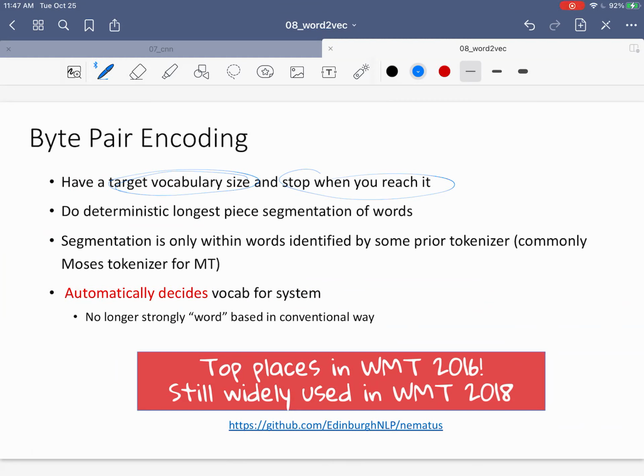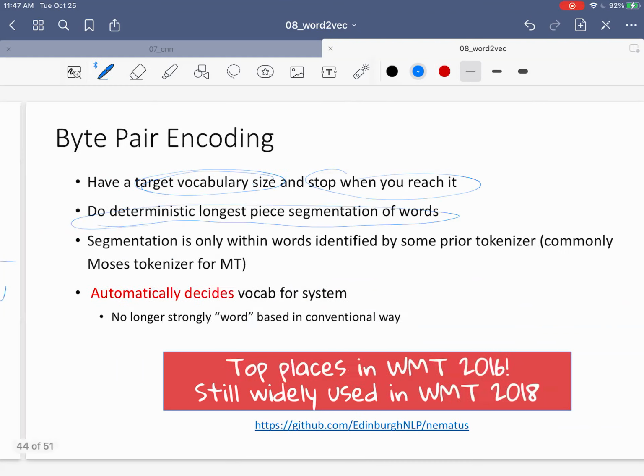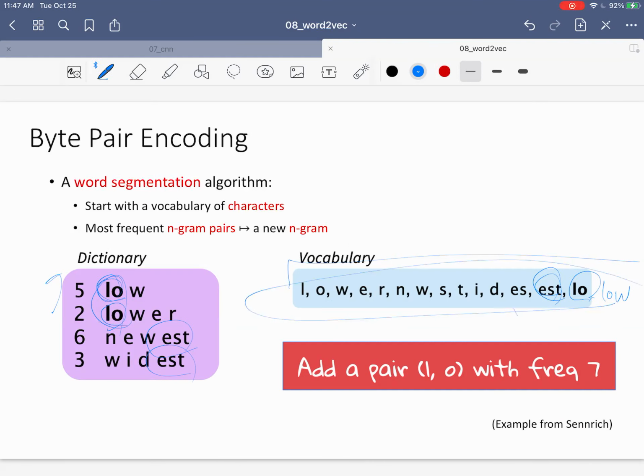So it's a deterministic longest piece segmentation of words. Once you've learned your vocabulary, whenever new words come in, like newest, you can immediately break it down into N, E, W, EST, because EST is the longest one in here. So you take EST from here, you break it down, and then NEW. There's no NEW anywhere here, so you take the NE and W. So that's how this will be broken down in the downstream application.